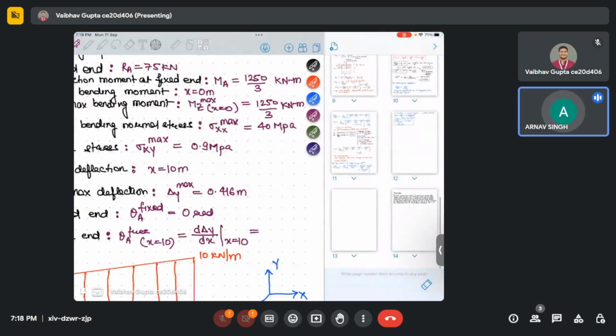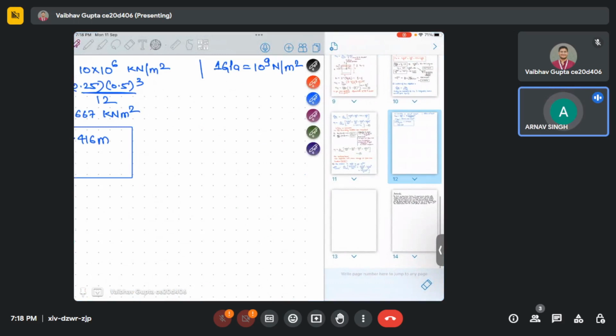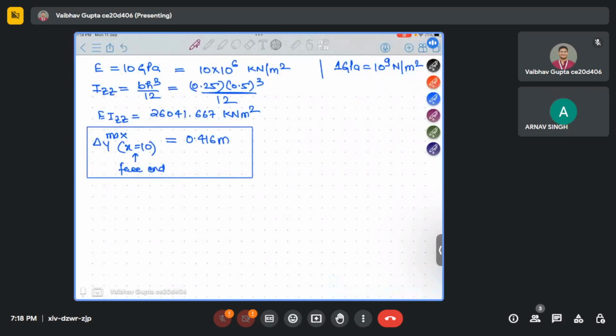Sir, the rotation at the free end that you wrote as zero, this will always be zero at the fixed end, not the free end. I write here also, 9th part. It is always true. Rotation at the fixed end is equal to 0 radian. Always true.